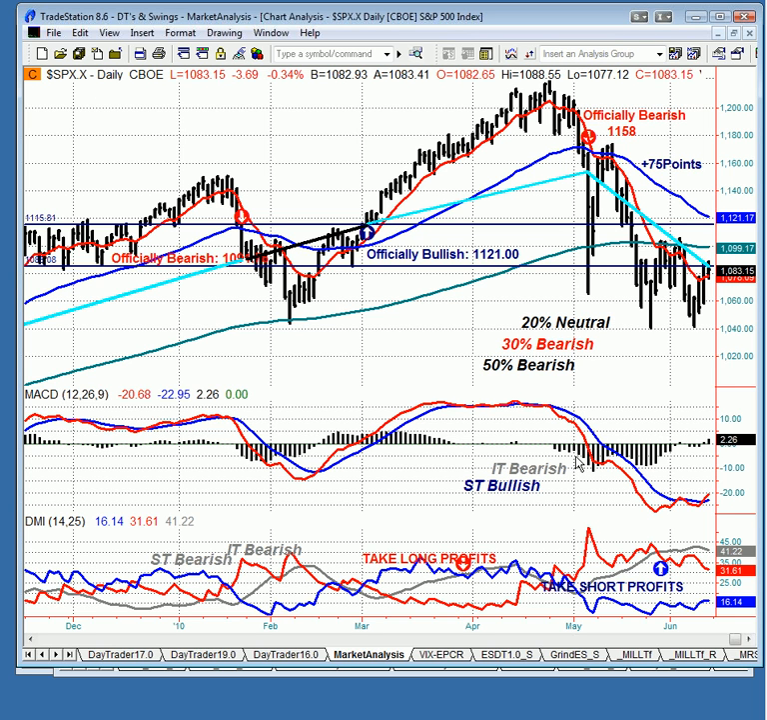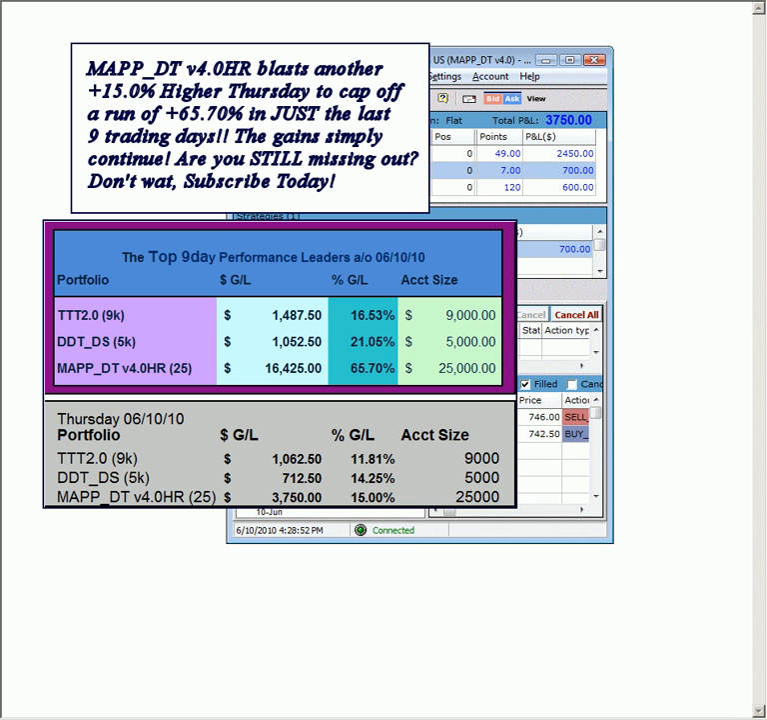So how have our systems been trading this volatility? Well, MACD version 4.0 HR again Thursday, yesterday, blasts another 15% higher to cap off a run of 65.7%, and that's just in the last 9 days. As you can see, the gains just simply continue. $3,750 was the gain. This was the 10th of June, and these are kind of our top three, actually some top 3 day traders, I believe.